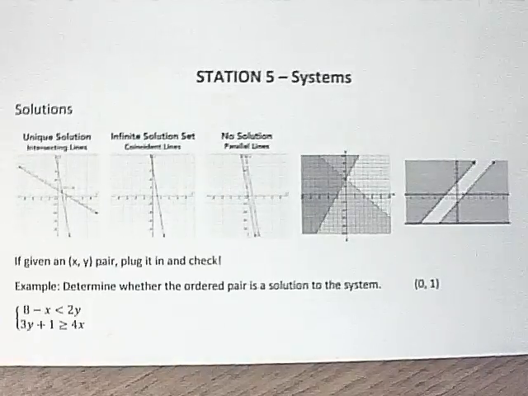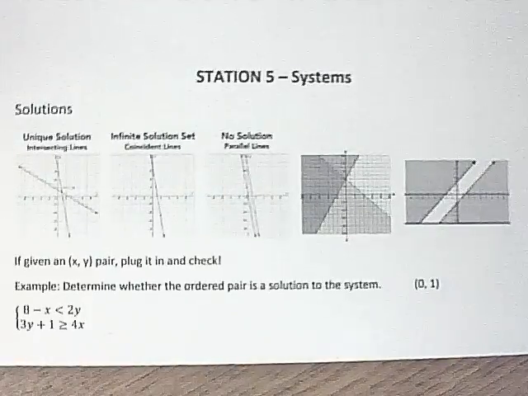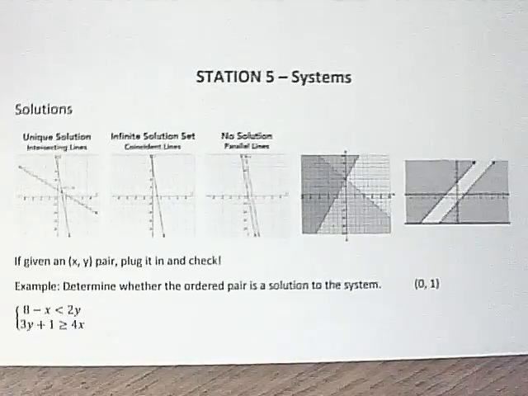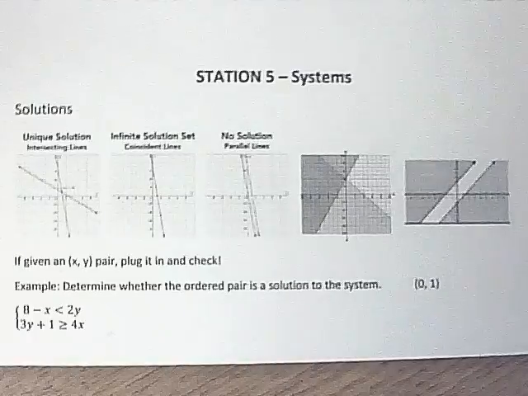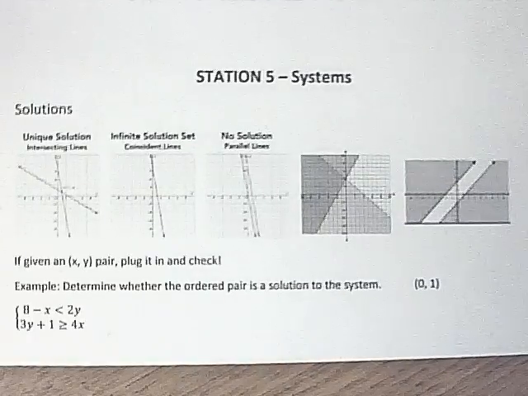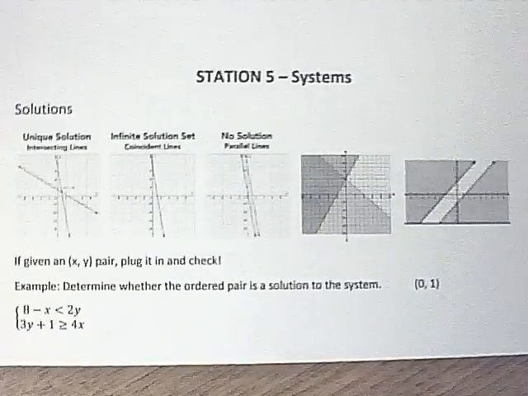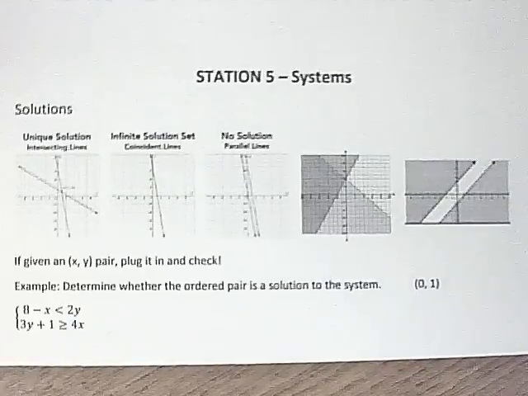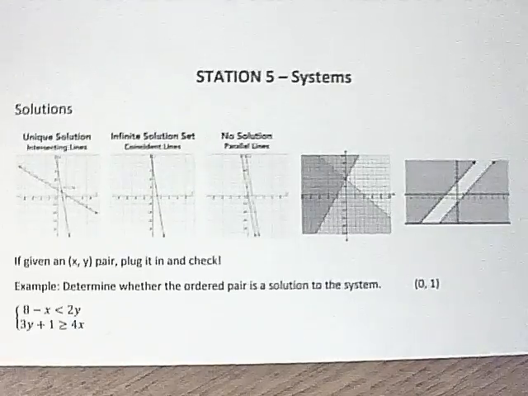Some of you may need to back up even further than that and understand what is a system. A system means that there is more than one equation or more than one inequality. So you'll notice in my pictures down here, most of them include two lines or two lines and two groups of shading. Let's just go over the type of solutions you could find.